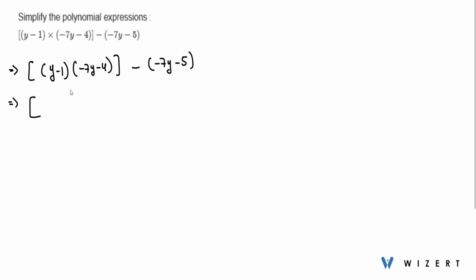Now when we are going to solve the operations within the first pair of brackets, what we are going to do is individually multiply each term present within the first pair of brackets with each of the terms present within the second pair of brackets.